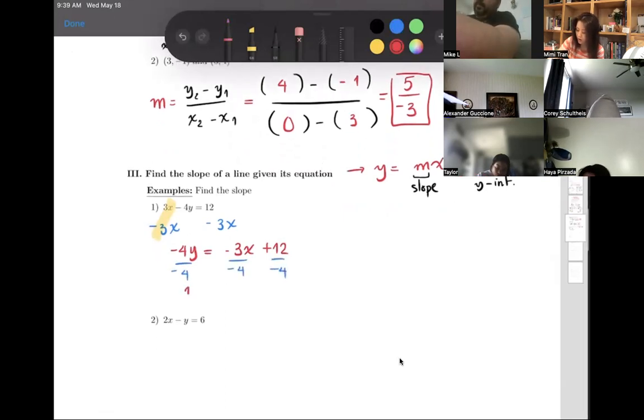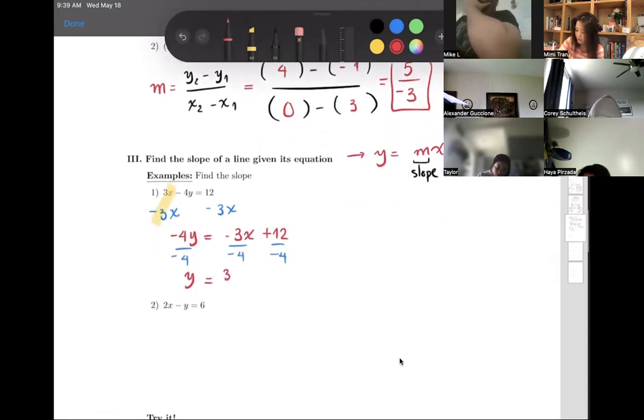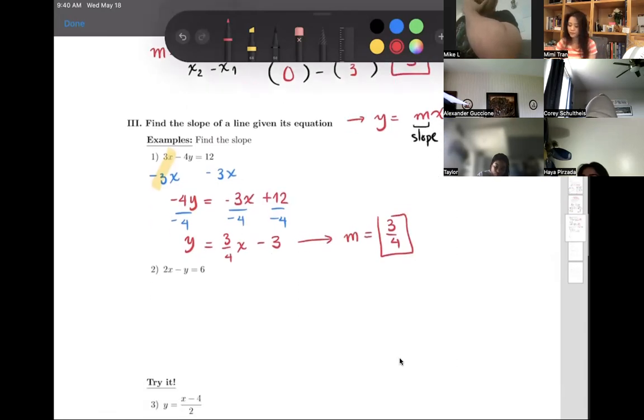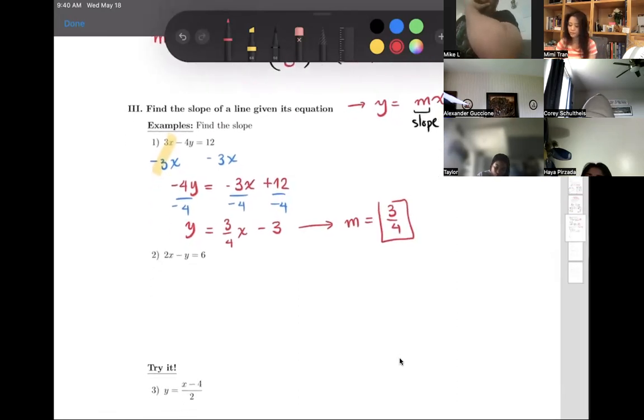So I have y equals -3 divided by -4, which is positive 3/4x. 12 divided by -4 is -3. So the slope here, m, is 3/4. The number 2, same thing, right?